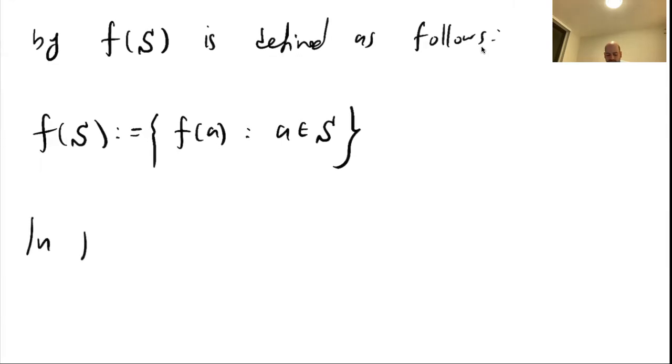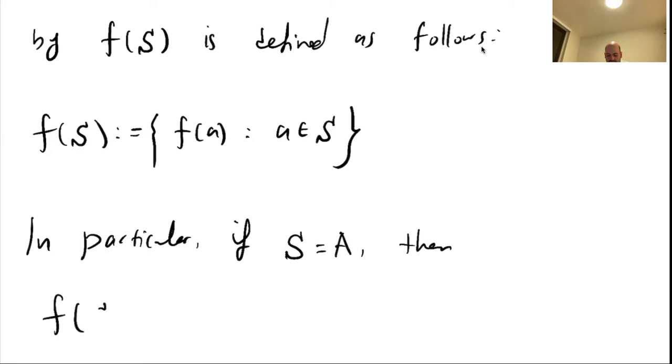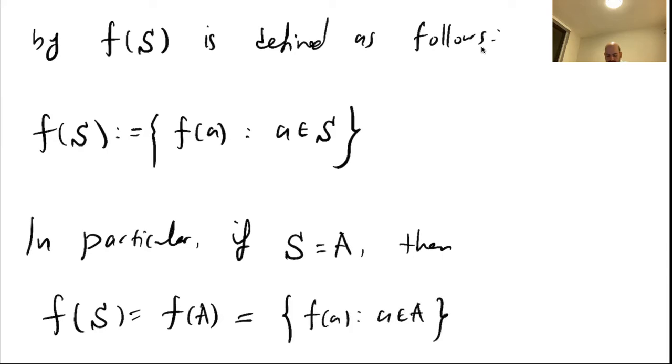So in particular, if S is equal to the whole domain, then f of S equals f of A, which is the set of all elements f of A, where A comes from the domain. And that's exactly what the range is.